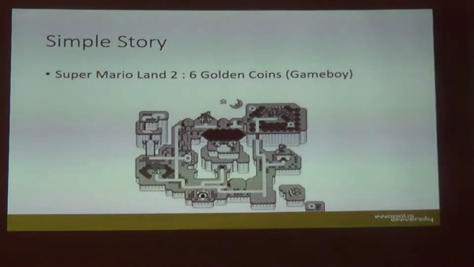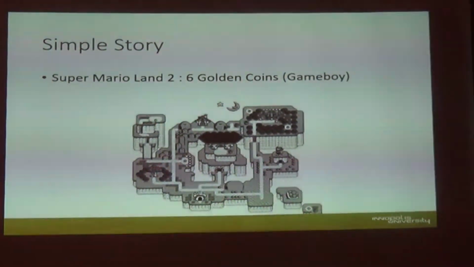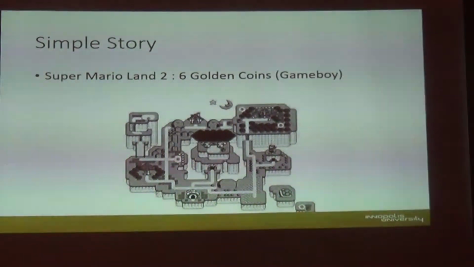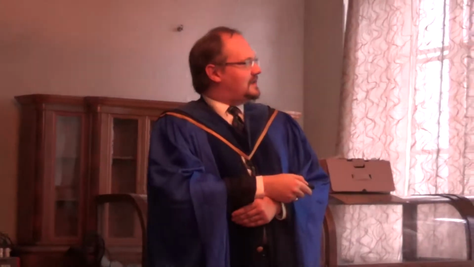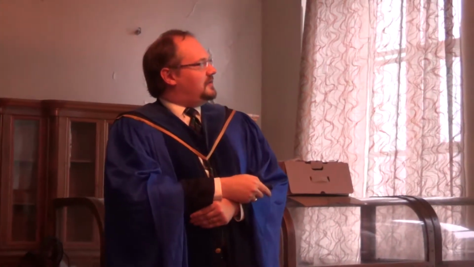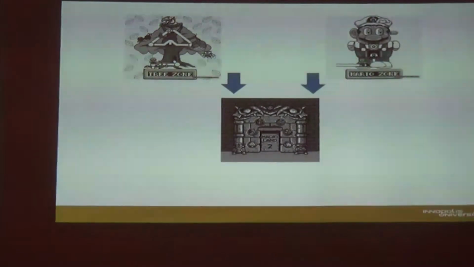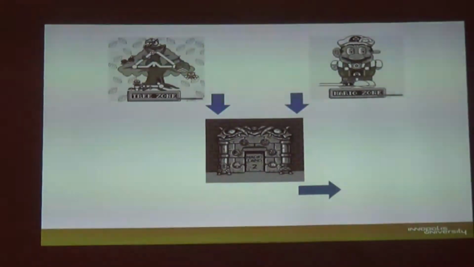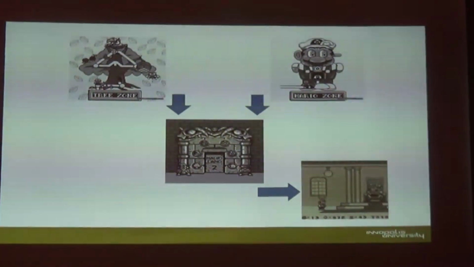So here, this is one of my favorite games as a child, Super Mario Land 2, the 6 golden coins on Game Boy. I used to play this all the time. And here is Mario's world that he's inside of. You've got various zones that Mario can go to. When he beats a zone, he gets a coin, hence the 6 golden coins. And then once he gets all of the coins, he goes and fights Wario in the first appearance.